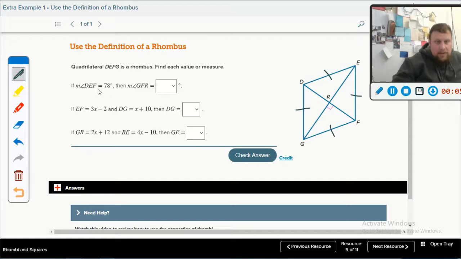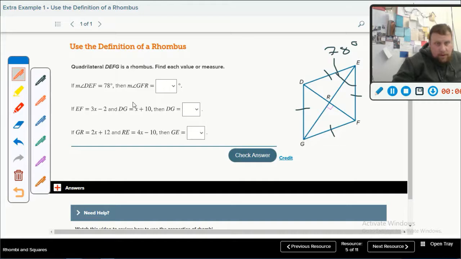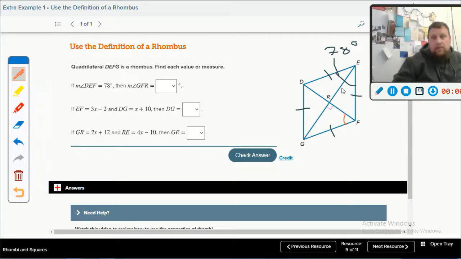If the measure of angle DEF is 78 degrees, so let's follow that, DEF. That's this whole thing. This whole thing is 78 degrees. Then we want to find the measure of angle GFR. So we want to know this angle measure right here. Well, here's what I know. If this is 78, then I know that angle DGF is also 78, right?